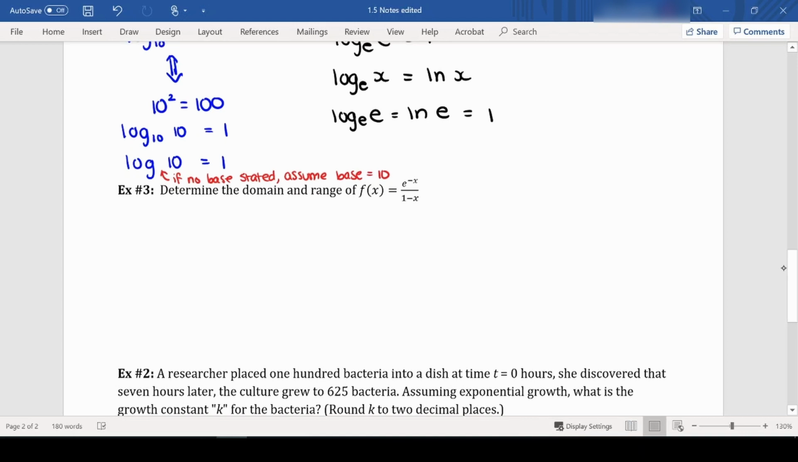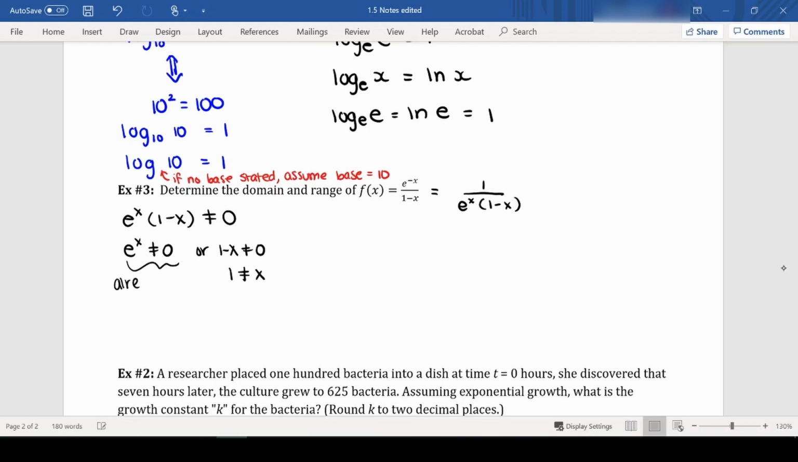so for example, if I want to determine the domain and range of this, the first thing I would do is I would rewrite this as 1 over e to the x times 1 minus x. Okay. So if I want to find the domain of this, I know that the denominator cannot be 0, which means e to the x can't be 0, which is already the case. This is already the case for 1 minus x cannot be 0. So if 1 minus x can't be 0, that means x can't equal 1. This is already true.